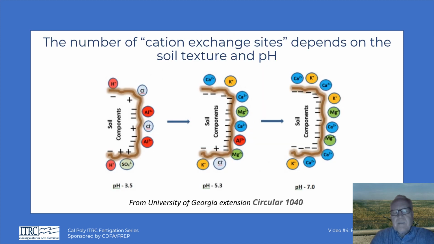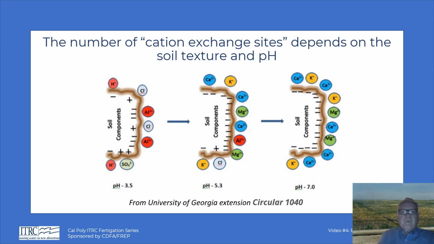The next idea is something you don't normally hear about at beginning levels, at least the second part of it. We know that the exchange sites, the number of exchange sites that you have, in other words, the cation exchange capacity, depends on the soil texture. Most people know that. What they're not necessarily familiar with is that it also depends on the pH of the soil. And that's what this shows.